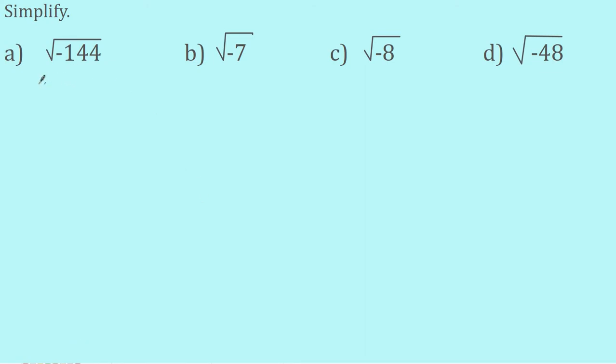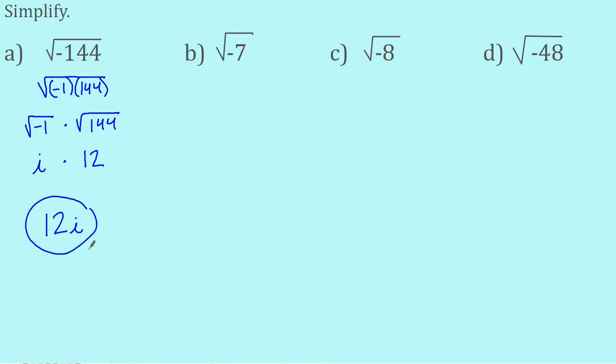Well, here we can just separate this into two things. This is just -1 times 144. So this is like the square root of -1 times the square root of 144. And the square root of -1 is i, and the square root of 144 is 12. So we're not going to say i times 12 because that sounds silly. We're going to treat i kind of like a variable. So when we talk about it and we manipulate it, think of it like x. So we wouldn't say x12 or x times 12. You would say 12x. So you would say 12i.